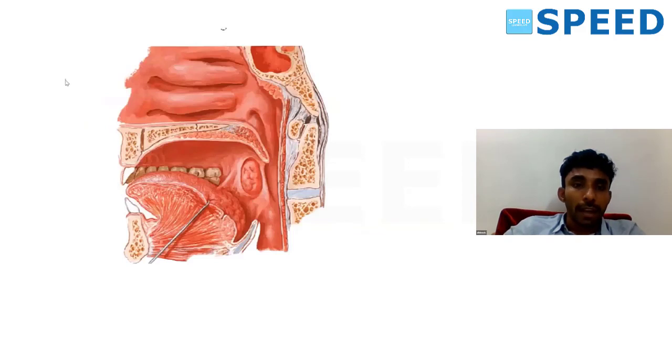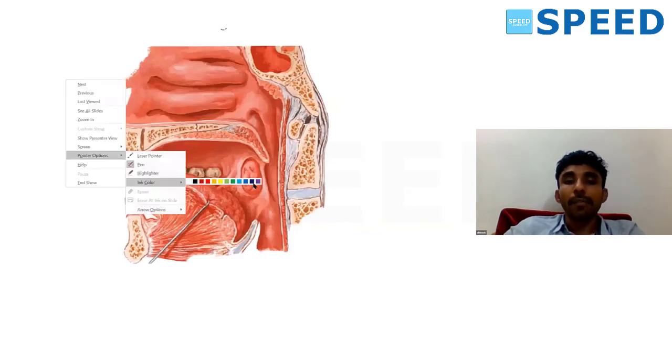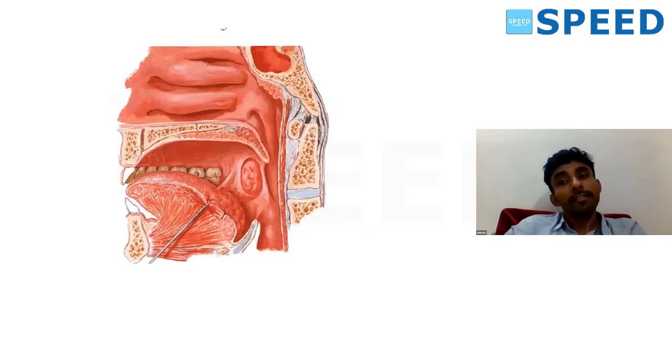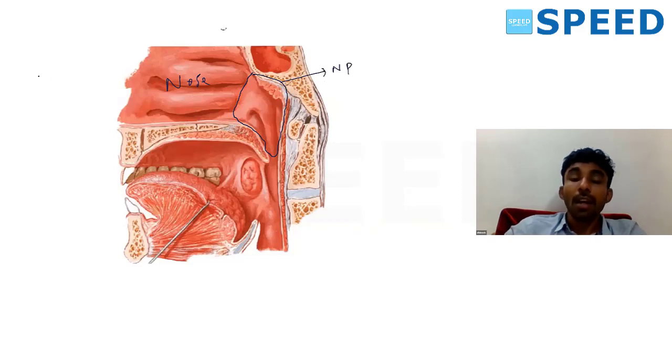Now see this diagram in order to understand the various tonsils present in the pharynx. Already we have studied, this is the nasopharynx, behind the nose, the outline of the nasopharynx. In the nasopharynx we have two types of tonsils. One is called the tubal tonsils, surrounding the tubal opening. Surrounding the tubal opening, we have the tubal tonsils. Then we have the pharyngeal tonsils.